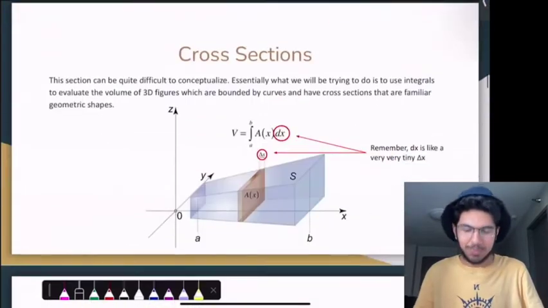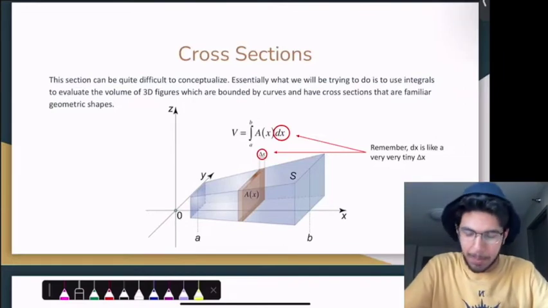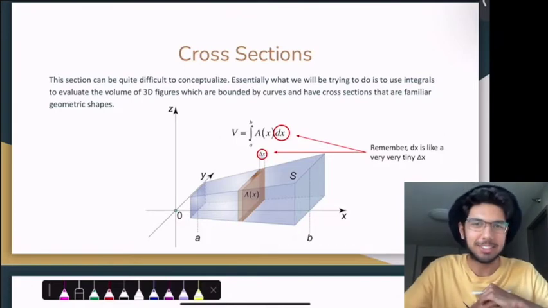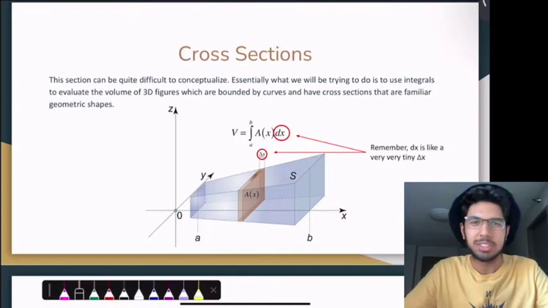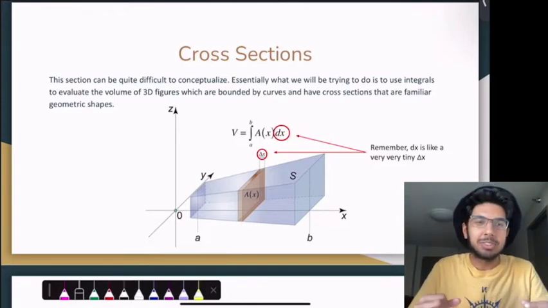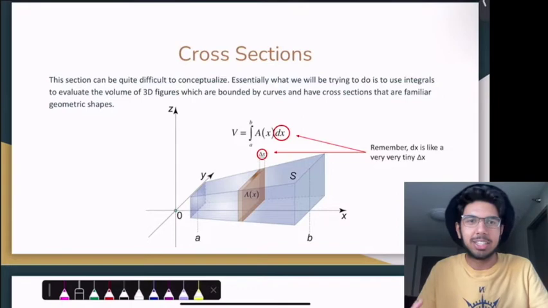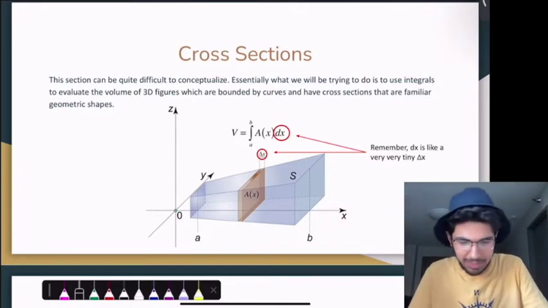So, volumes by cross-section is what we're going to look at. Let's read the little blurb. It says this section can be quite difficult to conceptualize, which is what my warning is. But the idea is we're going to use integrals to evaluate the volume of these 3D figures. These 3D figures are constrained in that they're bounded by two curves, and their cross-section is a familiar geometric shape. Okay, so what does that mean?